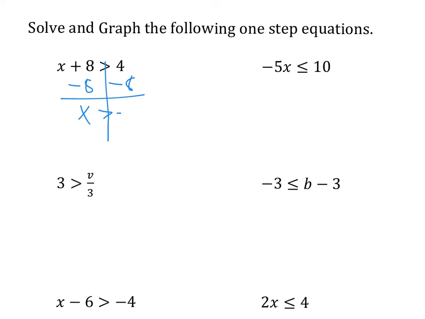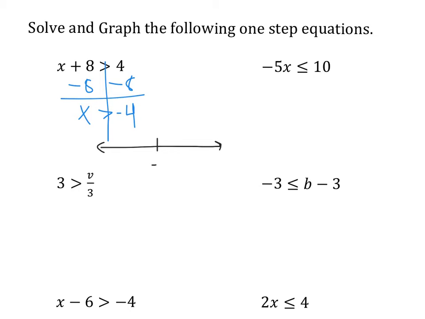So my solution here is x is greater than negative 4. So everything greater than negative 4 would be a solution. If we were to graph this, and I won't graph all of these examples just to save time, but you will see graphs on a future quiz. So we have to make sure we still know how to do these, but I'm not going to do them for every example. But I am going to graph this one.